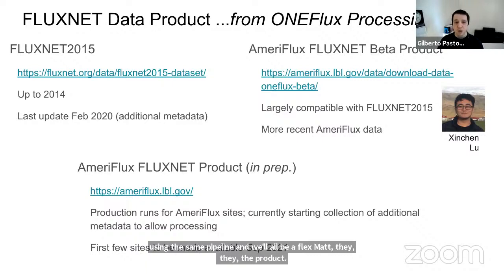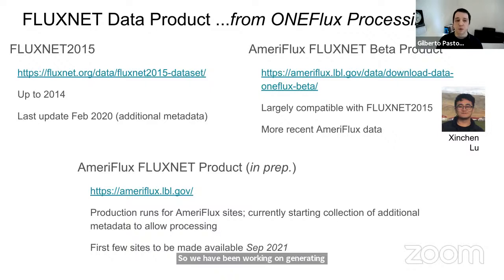So we have been working on generating a beta product for AmeriFlux with more recent data. And the reason we are calling this beta is just because we are prioritizing speed rather than thorough checks. So these results are largely compatible with FluxNet 2015, and you can check out the results in this link on the right there. And kudos to Xinchen Lu, who has been hard at work to get more sites in there and updated sites in that beta product.